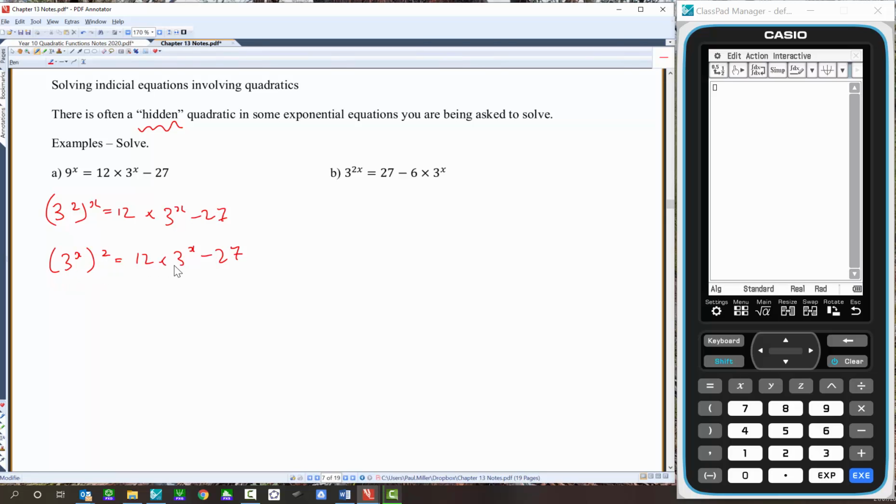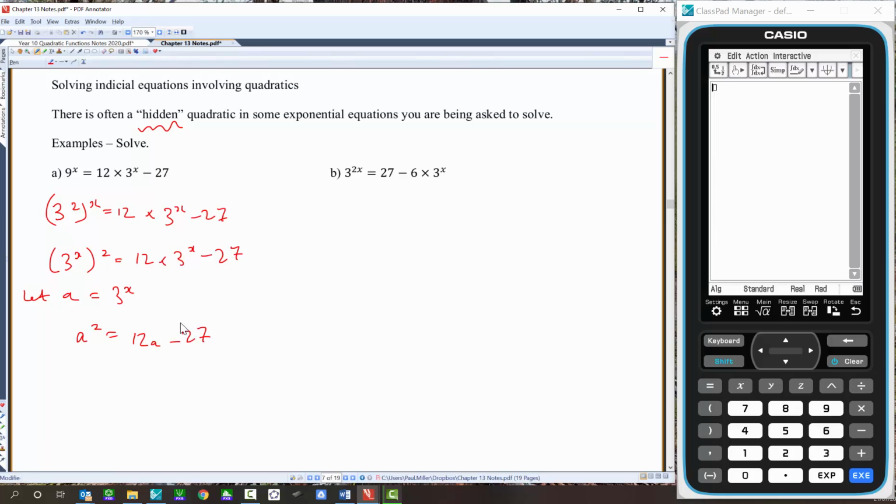But here's a move I'm going to do. See if you're happy with this. I'm going to say that a equals 3 to the x. Why? I feel like it. I'm going to let a equal 3 to the x. So let's use the word let. Wherever I see 3 to the x, I'm going to replace it with a. A squared equals 12a, take 27.